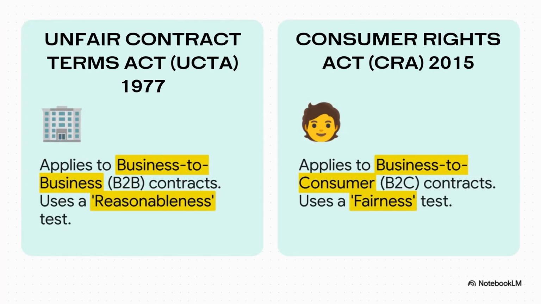And for your SQE exam, you need to know which law applies. It's pretty simple. Is it a business dealing with another business? That's the Unfair Contract Terms Act 1977, or UCTA. Is it a business dealing with a regular person, a consumer? That's the Consumer Rights Act 2015. For today, we're going to focus on UCTA because it comes up all the time in those B2B scenarios.